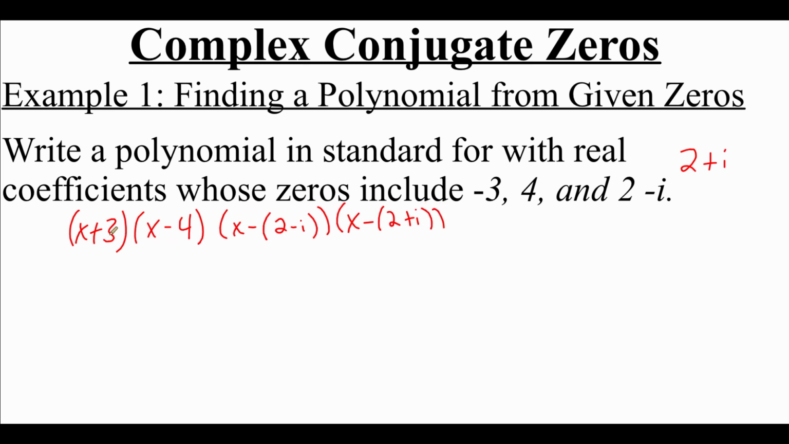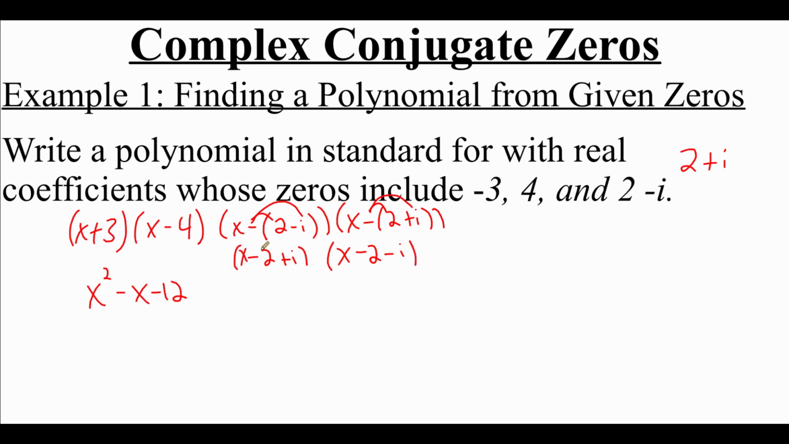Now when we FOIL out the first set of factors there, we should end up getting x squared minus x minus 12. Now multiplying the second set of factors might be a little bit trickier. So what I'm going to do first is take this negative and distribute it into that set of parentheses. So this first factor is going to look like x minus 2 plus i. And if I distribute the negative through my second factor's parentheses, then that's going to leave me with x minus 2 minus i.